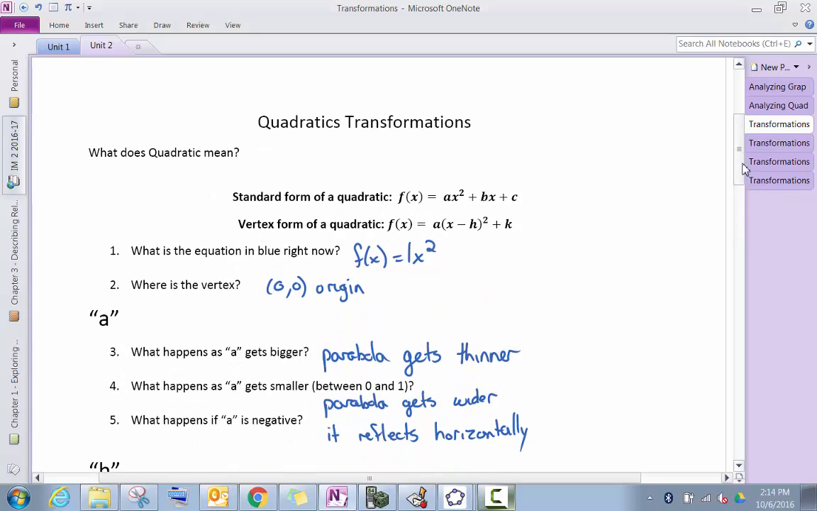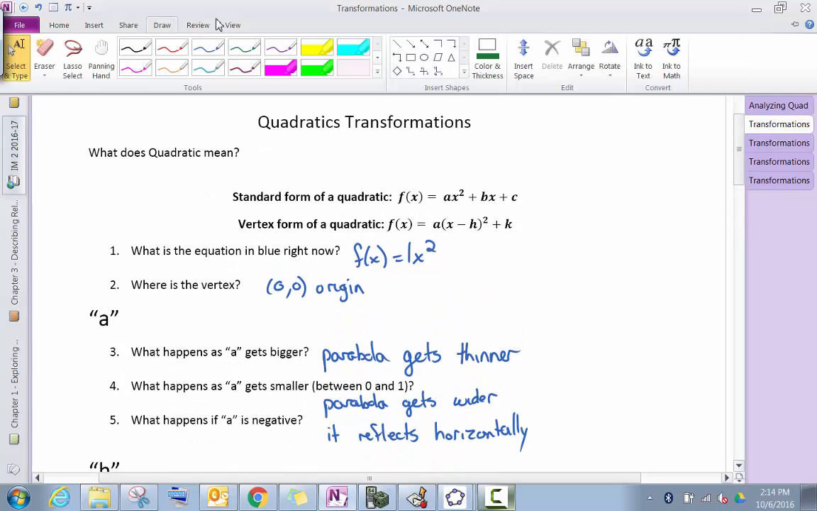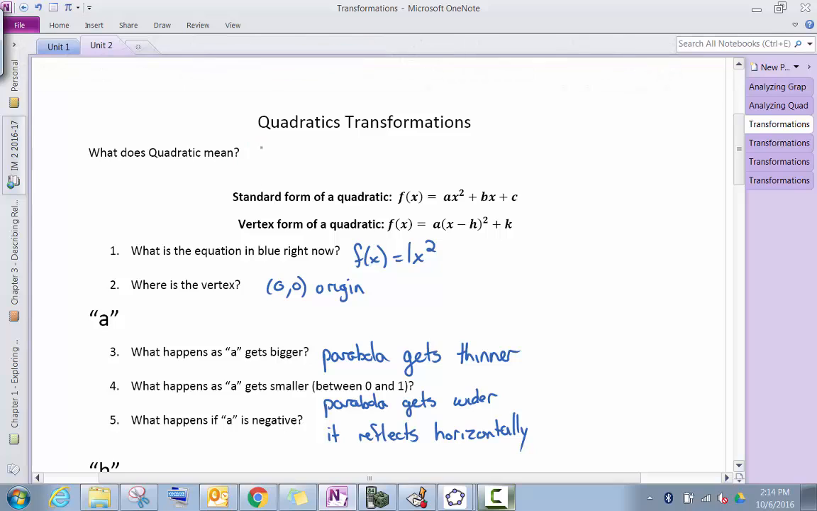Alright, so we're going to look at quadratic transformations. So first of all, what does quadratic mean? It means squared, and that's what we're dealing with. X squared or squared there. So we have standard form and vertex form. We're going to be looking at vertex form, the a times x minus h squared plus k. And we'll talk about all that as it comes along.